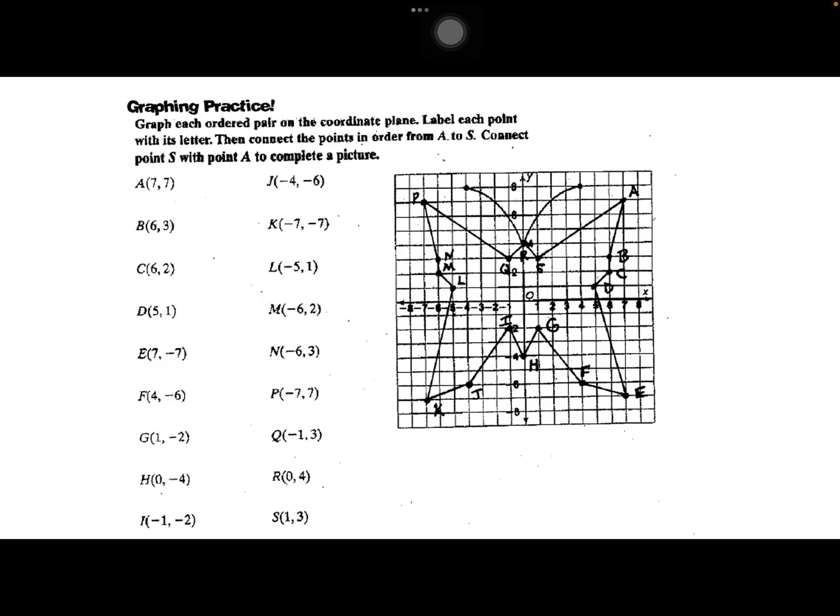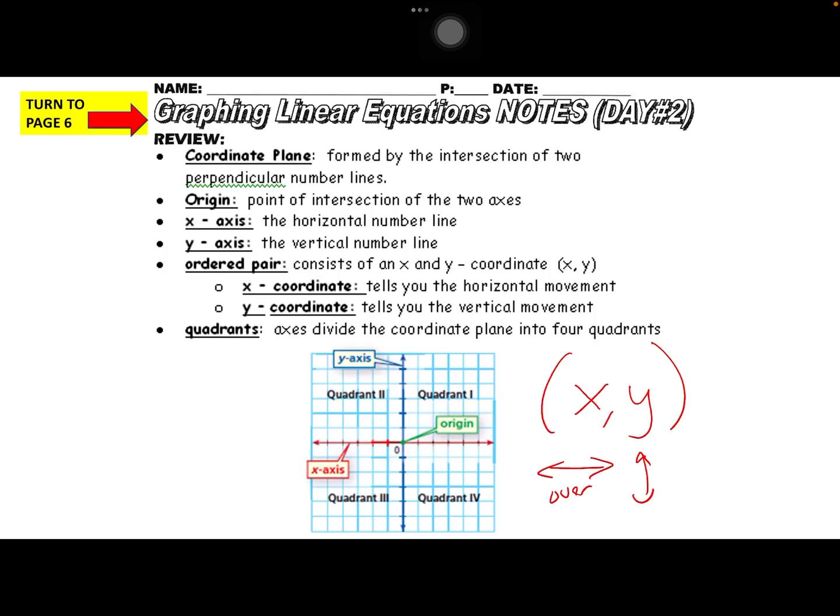And then you were supposed to graph, and you should have a moth or a butterfly, whatever you want to call it, but that's what it should have looked like as you graphed it. If it didn't, then obviously you did not graph appropriately.